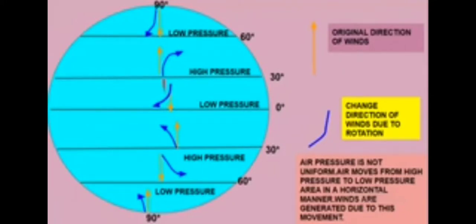Correct. Now see this part. This orange arrow is the original direction of the winds. But what happens to this original direction of the winds? Because of the rotation of the earth, the original direction of the winds changes. And you can see here the blue arrow which is marked over here is the change in direction of the winds. In this way, winds are generated due to the horizontal movement of air.